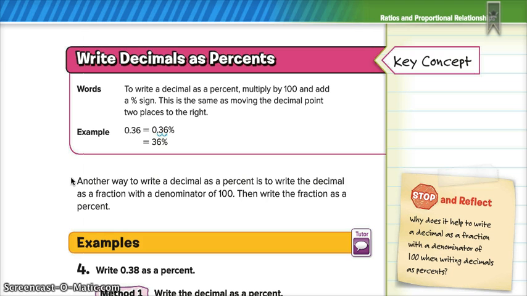So if you think when we went from percents to decimals, we moved it 2 places to the left. When we are changing from decimals to percents, we are going to move the decimal point 2 spaces to the right. Another way to write a decimal as a percent is to write the decimal as a fraction with a denominator of 100 and then write the fraction as a percent. So once again, you could go ahead and write 36 hundredths as 36 over 100, and then that would still be the same thing as 36% because percent means out of 100.